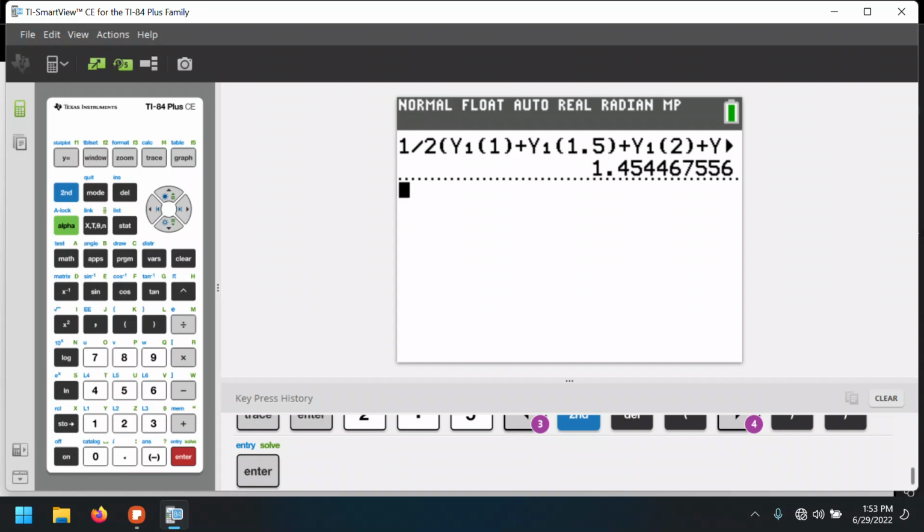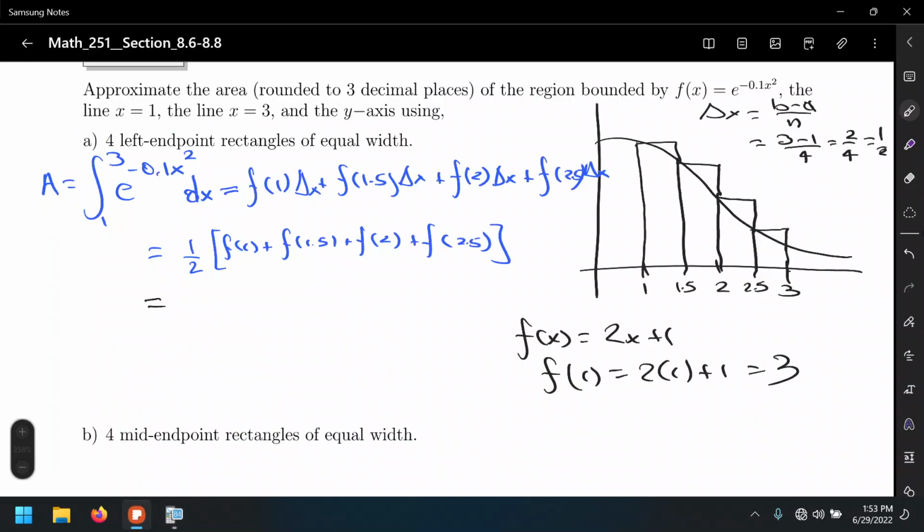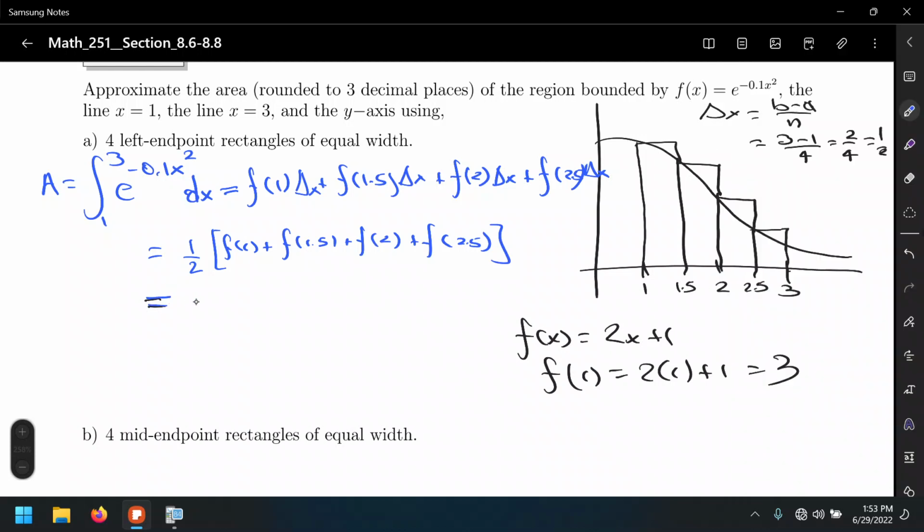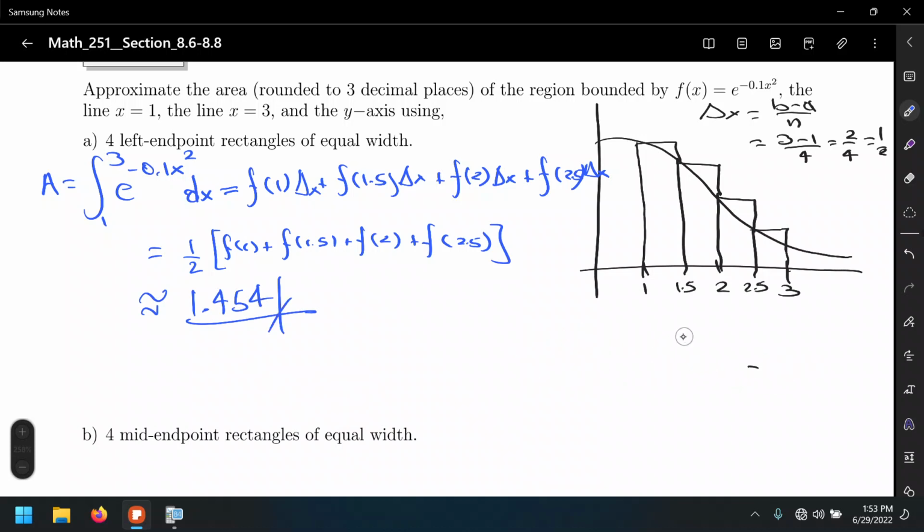Just click enter. That's 1.454467, but in this case we'll round to 3 decimal places. 1.454 is fine. Well, actually it's not equal, it's approximately 1.454. All right, and let me erase this so it doesn't confuse anyone.